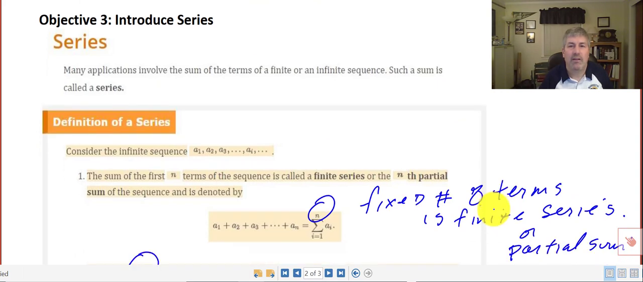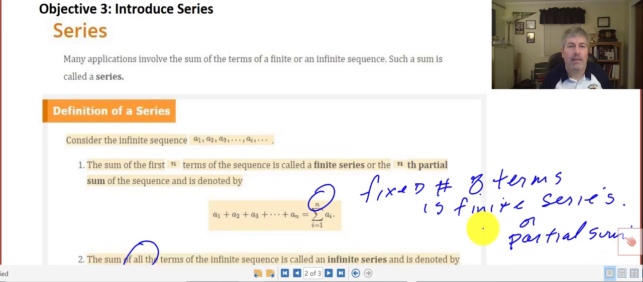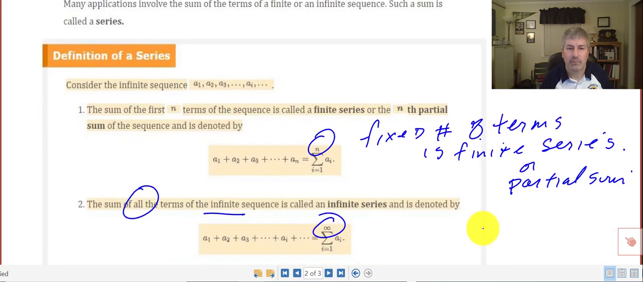Our next objective is to take a look at series. There are many applications that involve the sum of terms, both of a finite or an infinite sequence, and these are called series. The sum of the first n terms of a sequence is called a finite series, or the nth partial sum of the sequence. And it's denoted by a sub 0 plus a sub 1 plus a sub 2 plus a sub 3 all the way to a sub n, from 1 to n.